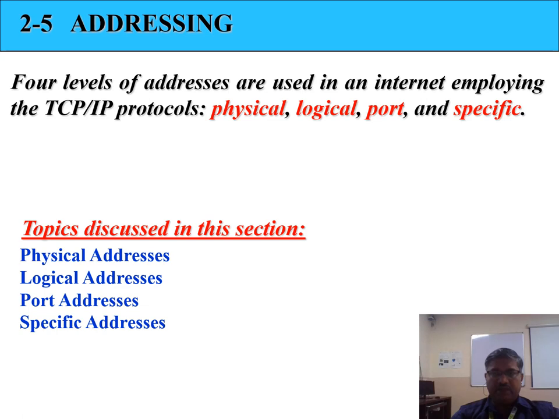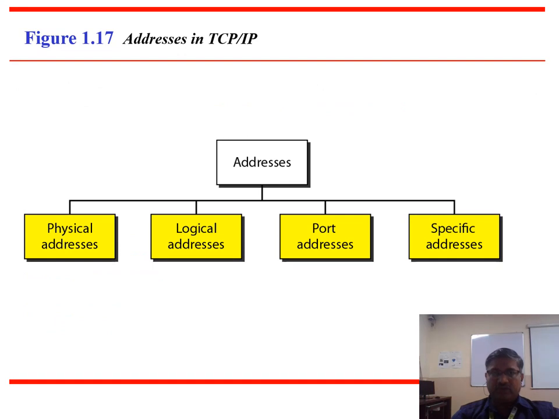So the addressing is possible in TCP/IP because of physical, logical, port and specific addresses. The 4 levels of addresses are used in the internet by employing these TCP/IP protocols. So these are the addresses: physical address, logical address, port address, specific address.